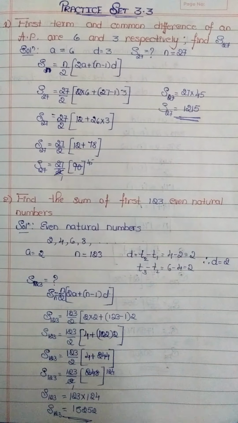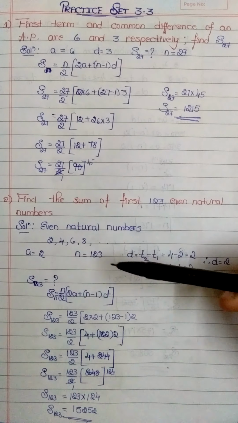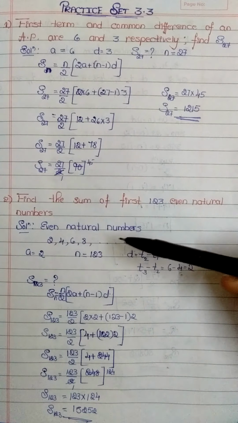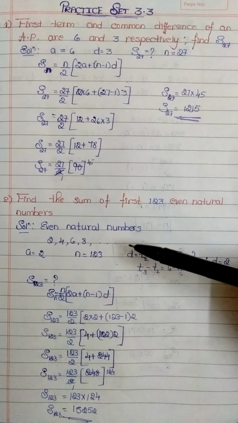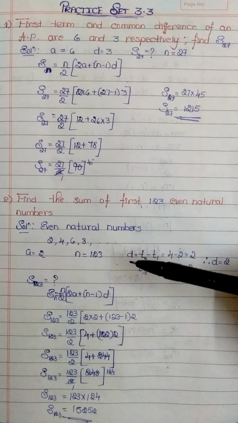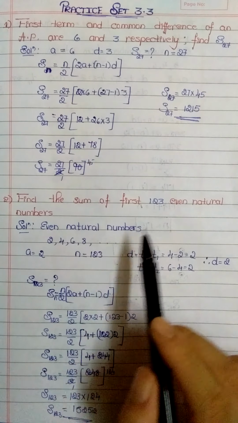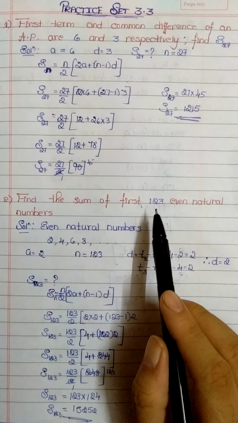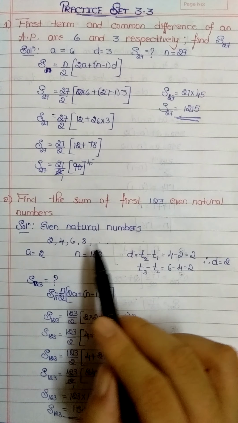Let's move on to our second question, that is, find the sum of first 123 even natural numbers. So here we have to write first even natural numbers, that is 2, 4, 6, 8 and so on. Here we know the first term, but we don't know what the last term is, that's why we are using only the first formula. So here a is equal to 2, that is the first term, n equal to 123 is given. We have to find the 123 even natural number sum. So d we have to find by using the sequence.